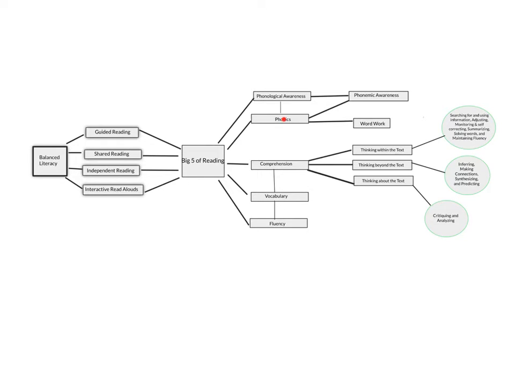Now, phonics is connected to both phonological awareness and phonemic awareness because this is the stage when the sounds of language become connected to written letters. To teach specific phonics skills is through the word work component of a guided reading lesson.